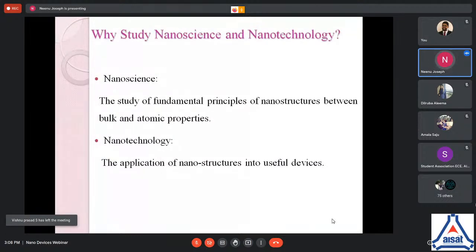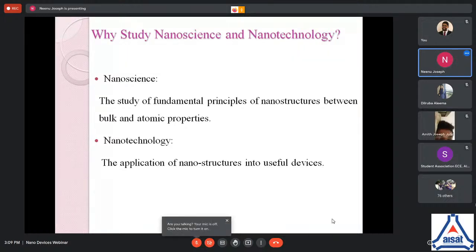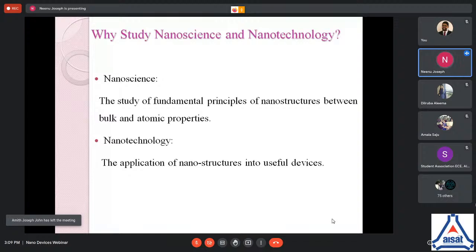Why study nanoscience and nanotechnology? Nanoscience is the study of fundamental principles of nanostructures between bulk and atomic properties. Nanotechnology is the application of nanostructures into useful devices.